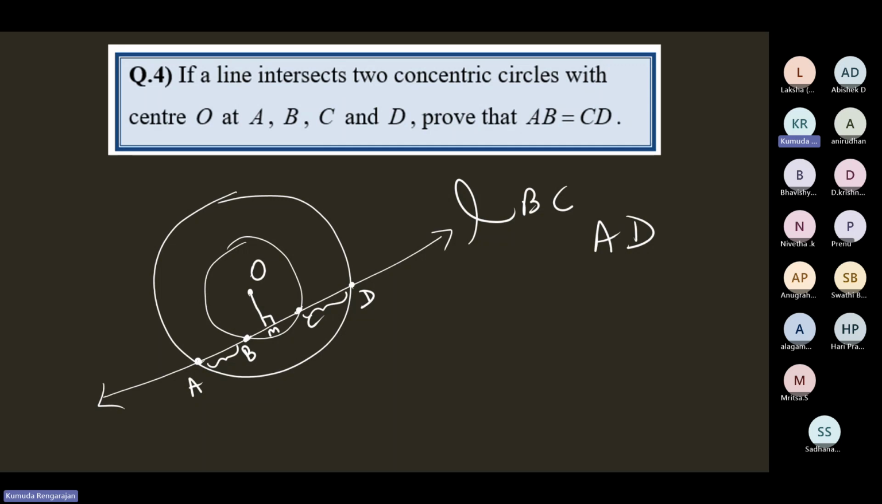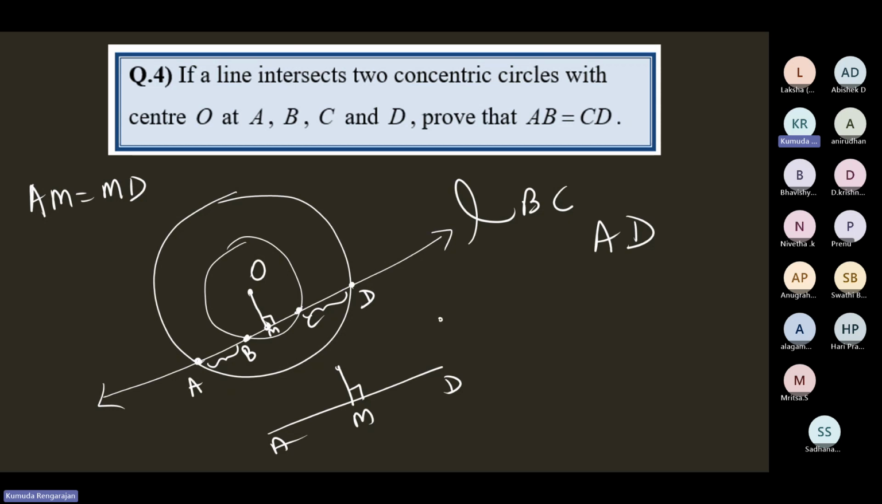Now, by the theorem, the perpendicular from the center to a chord bisects the chord. AD is a chord to the outer circle. The chord is bisected at M because OM is the perpendicular. So that means AM is equal to MD.